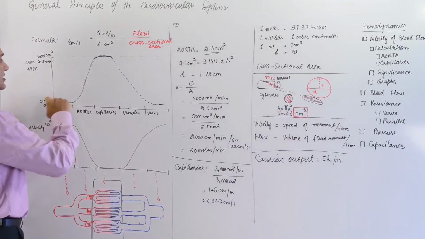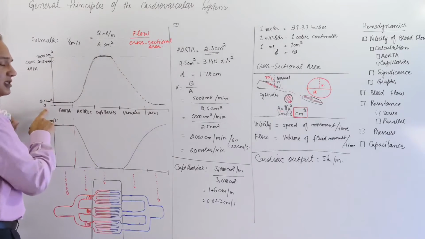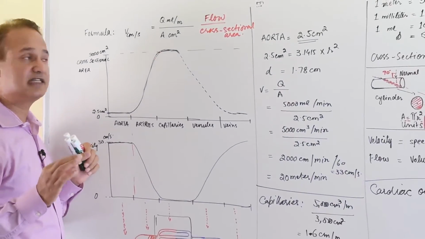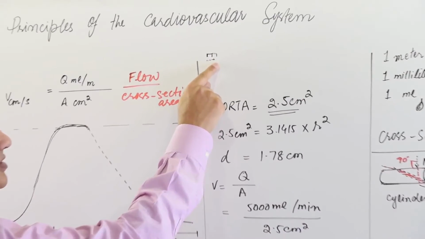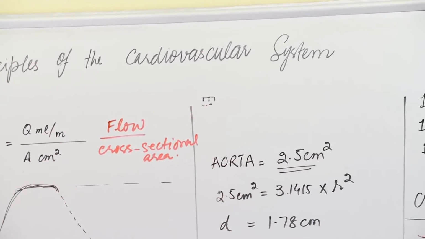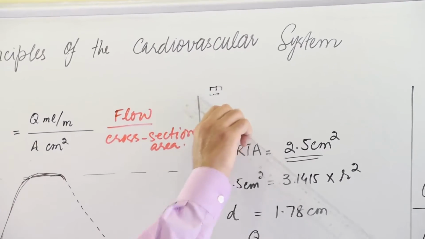Now this is the cross-section graph. Aorta's cross-section is about 2.5 centimeters. I have this is 2 centimeters here. I used this ruler and drew 2 centimeter here.